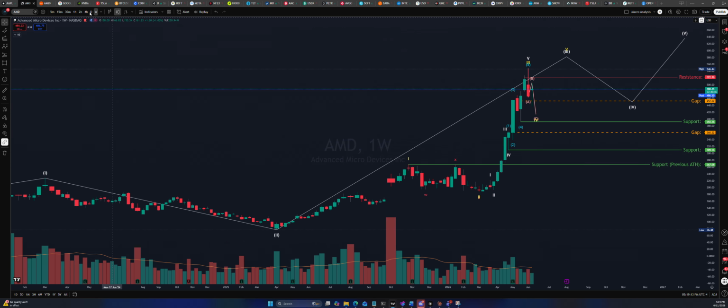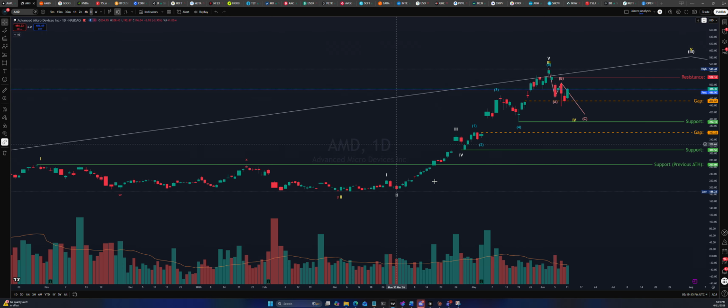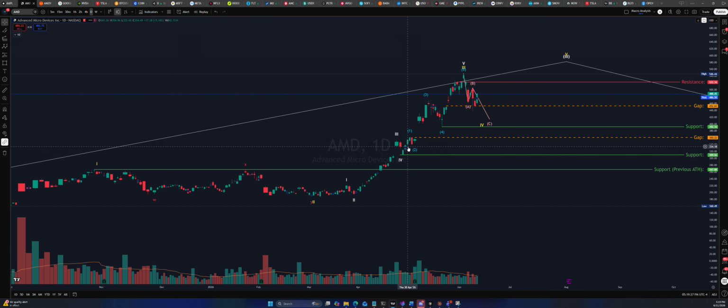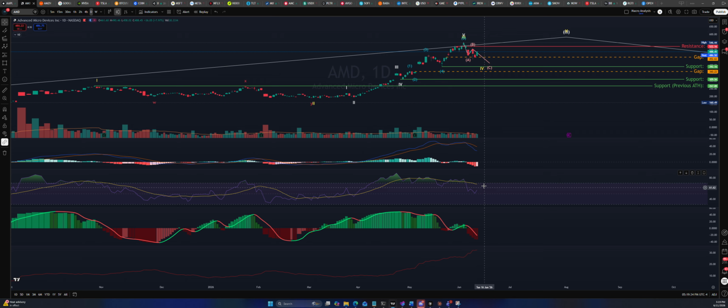Now, let's go to the daily chart. So I'm counting a wave 3, 1, 2, 3, 4, 5 wave move to the upside. And within the wave 5, I'll count 1, 2, 3, 4, 5 wave. So everything is aligning. Whether or not the pullback has been complete in AMD, I don't know.